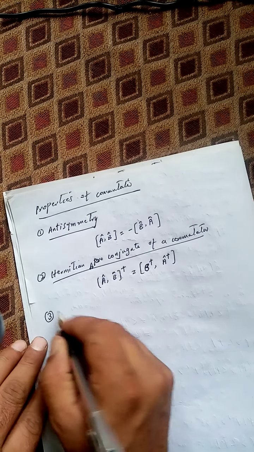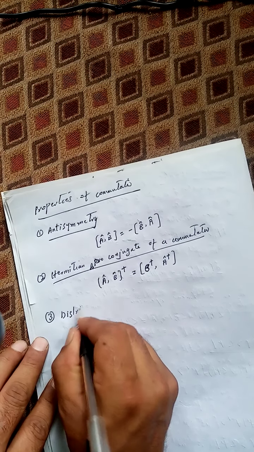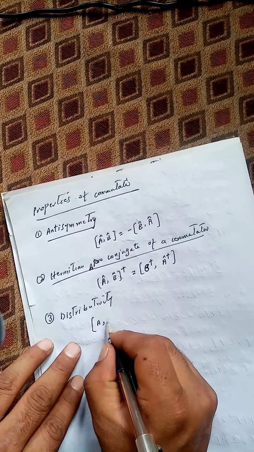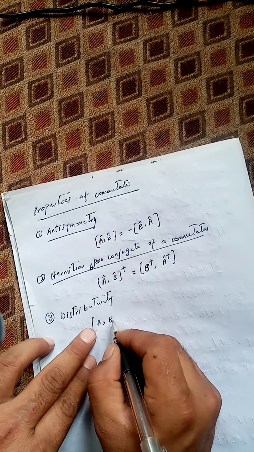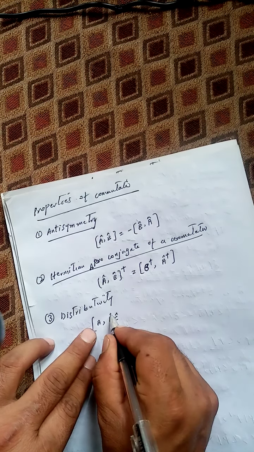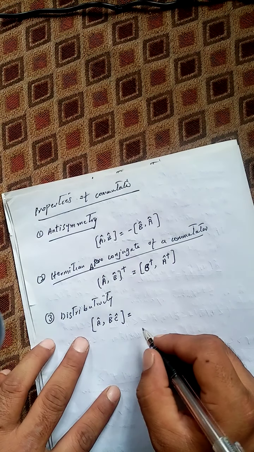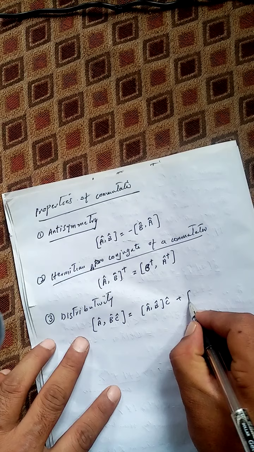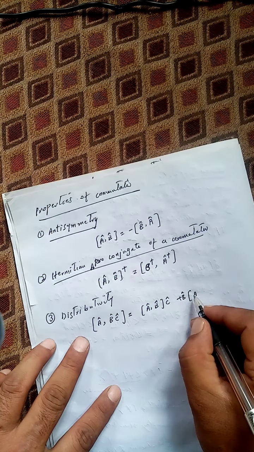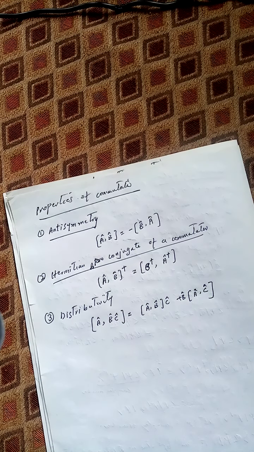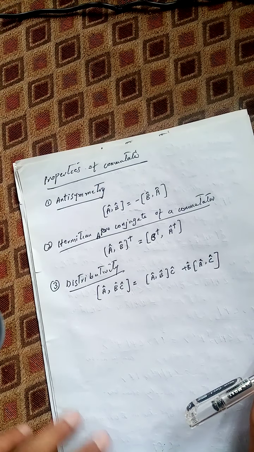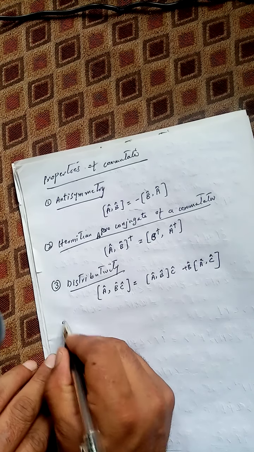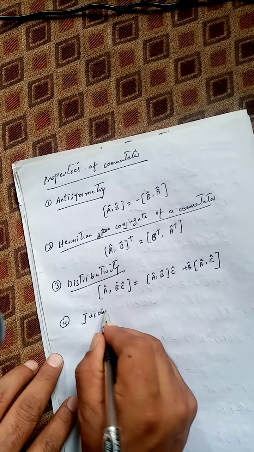And the third property is the distributive law, or distributivity. If we have operator A, the commutator of A with B times C will be equal to the commutator of A and B times C, plus B times the commutator of A and C. We can easily prove it, okay? I will give the proof of these properties as an assignment. And the fourth property is the Jacobi identity.